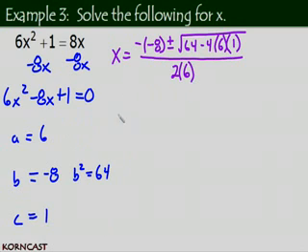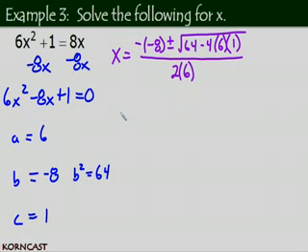Now please make a special note that when using the quadratic formula and you have a negative b term, like in this case a negative 8, that you must multiply the negative 8 by a negative sign here. And also make a special note that you're going to get a positive 64 inside your radical right here.